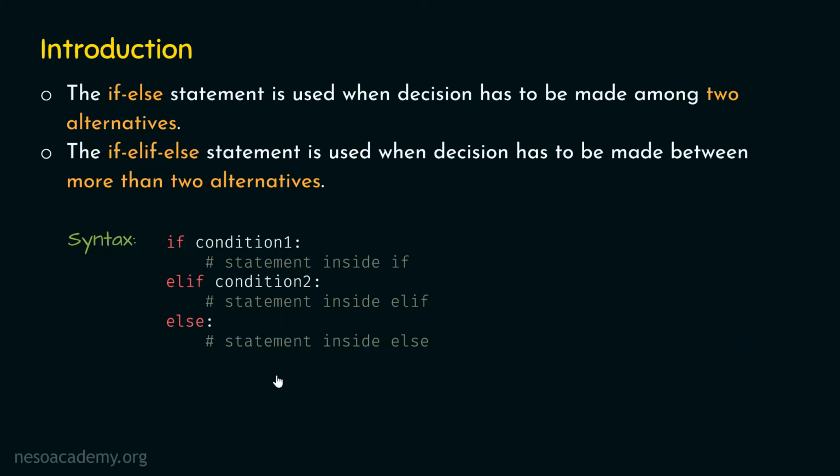I hope the syntax is clear and the flow is also clear. It is always the case that first condition 1 will be checked. If it is satisfied, then the statement inside if will be executed. If it is not satisfied, then only condition 2 will be checked. If condition 2 is satisfied, then the statement inside elif will be executed. Otherwise, if it is not satisfied, then only the else statement will be executed. This means that the statement inside else will be executed. I hope this idea is clear.